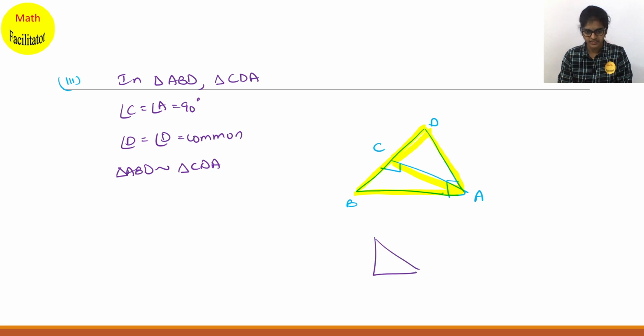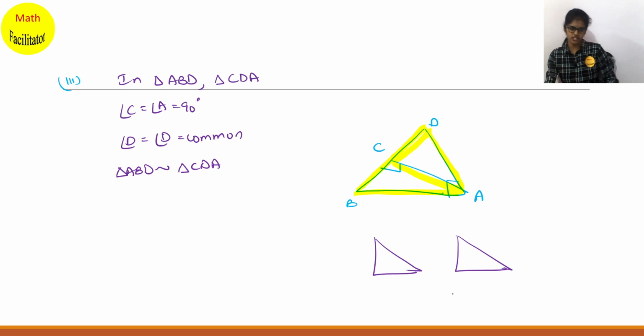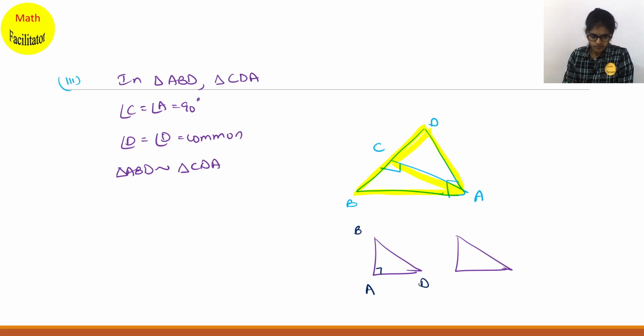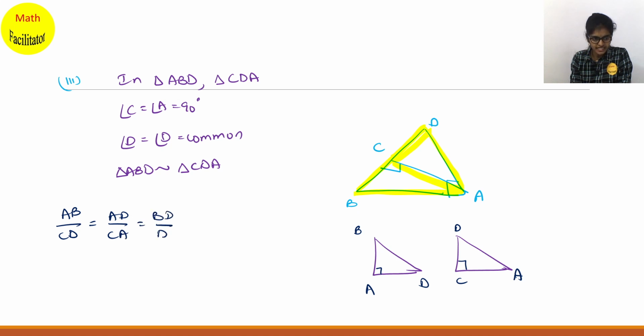So I am drawing the triangles again. You don't have to draw it in your examination. For your understanding, I am just drawing it. So angle A is 90. This is A, I am taking this as B and D. And this is angle C is 90, and you are taking the triangle CDA. Now I am writing the corresponding sides. AB by CD is equal to AD by CA is equal to BD by DA.